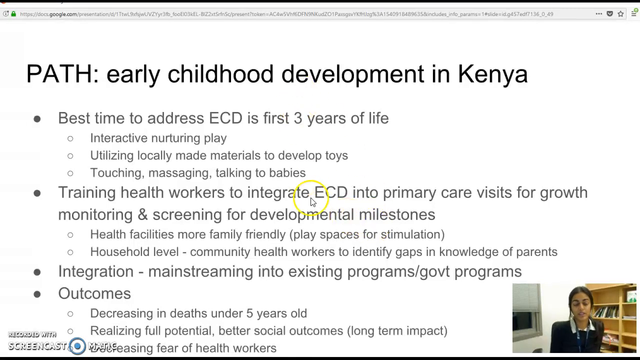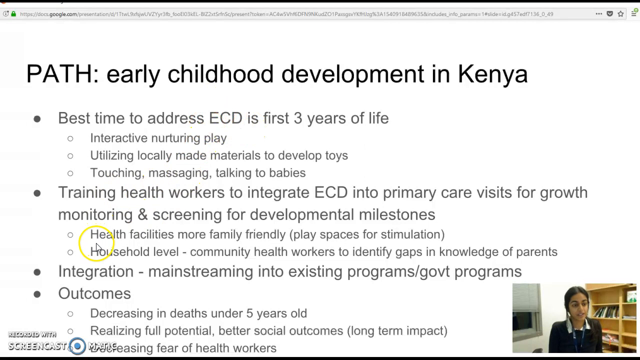And so what they were doing was developing this ECD framework, which included things like interactive nurturing play, and training both nurses and physicians on teaching parents about play, the importance of play, engaging the production of locally made materials to develop toys if there's a shortage of toys in that area, or the toys are too expensive, so making locally made, and teaching the health workers how to teach parents about touch, massaging, talking to babies, and sensory stimulation for kids, as well as intellectual stimulation for small children.